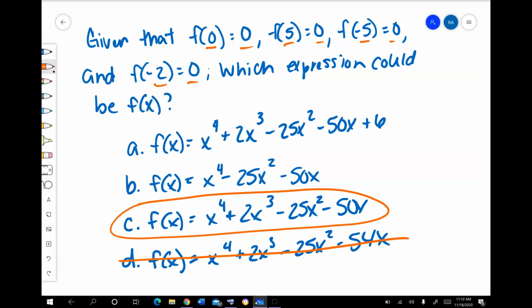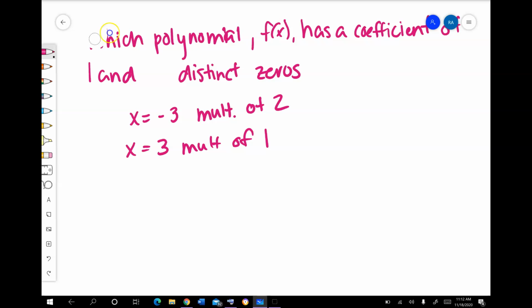All right, now we're going to write some equations from zeros, okay? So this one says write a polynomial f of x that has a coefficient of 1 and 2 distinct zeros. We've done one, except we didn't put it in standard form. We just wrote it and we didn't multiply it out. So we're going to combine those 2 lessons together right now.